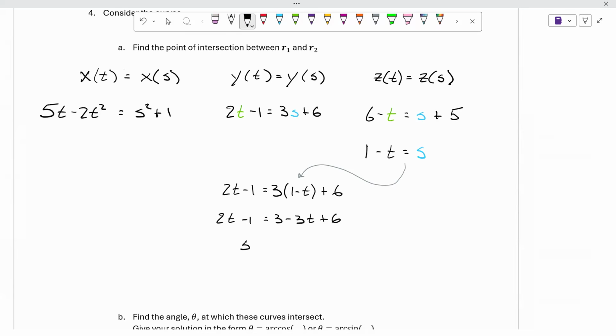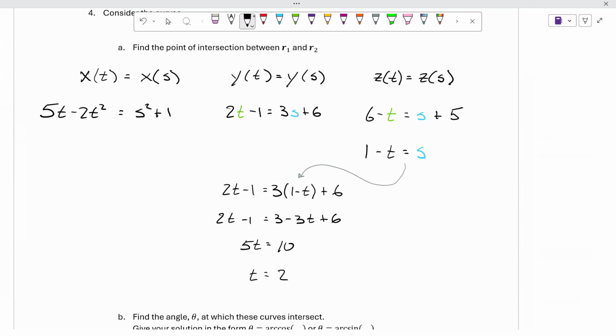Group all my like terms. 5t. I'll have 2t plus 3t. On the other side, 3 plus 6 is 9. Add the 1 over to get 10. So t is 5. Nope. I'm not very good with numbers. T is 2. Right? 10 over 5 is definitely 2.